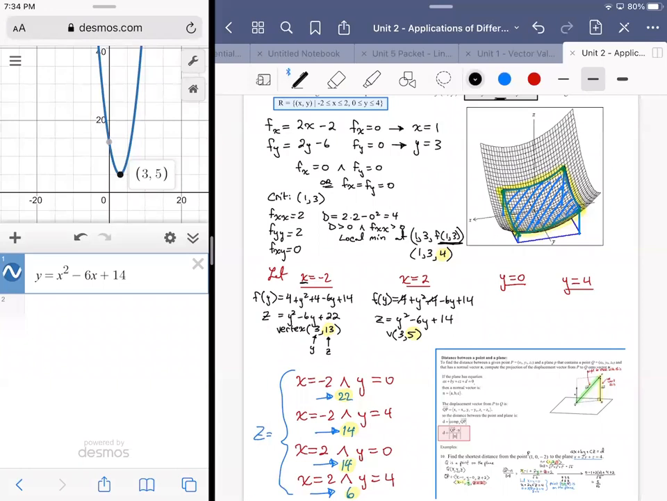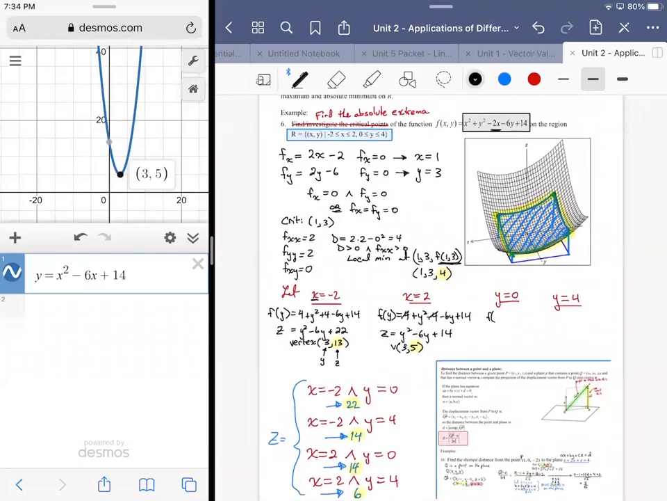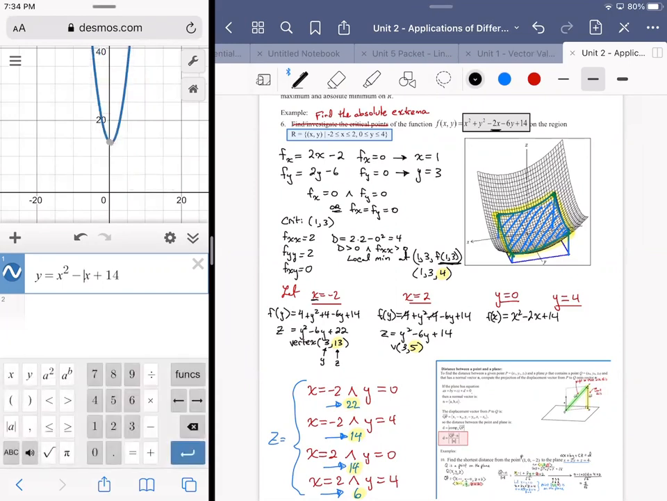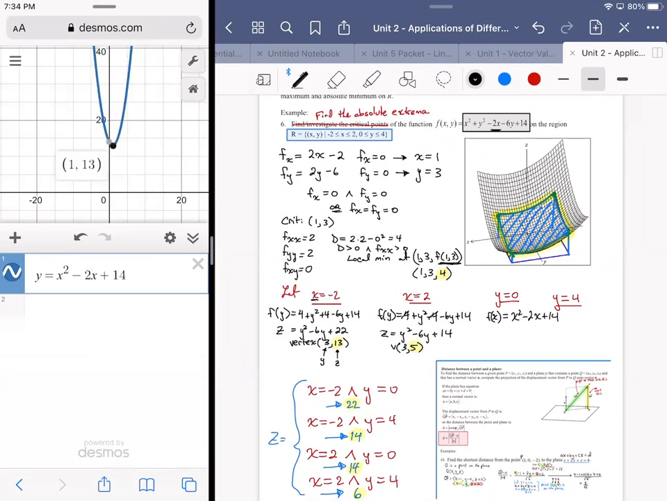Right. So here it's now going to be, when we replace the y's with 0, we're going to get a function of x, which is just x squared minus 2x plus 14. Right. So minus 2x plus 14. Tap on the vertex. Vertex is (1, 13). Again, it's just the z value that we care about. It's x comma z.